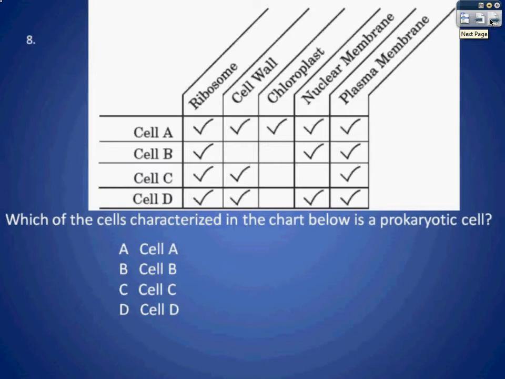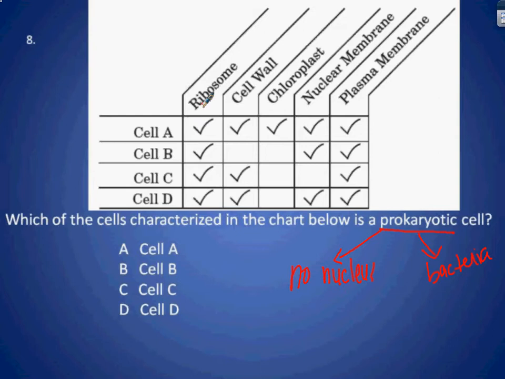Got another chart. I've told you before that EOC state they like to throw a lot of graphics, illustrations, diagrams, tables, and words. So they give you text and illustrations to work with. So it says, which of the cells characterized in the chart below is a prokaryotic cell? Prokaryotic, you should automatically think a couple of different things. One, it's no nucleus. Two, your best example is a bacteria. And so we just need to look at up here, find which one doesn't have a nucleus.